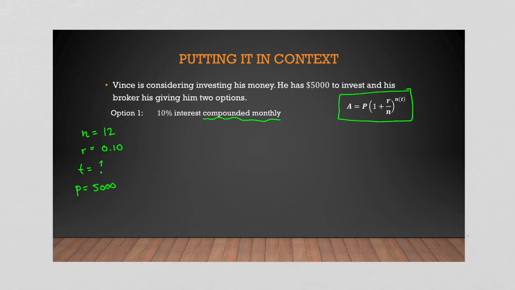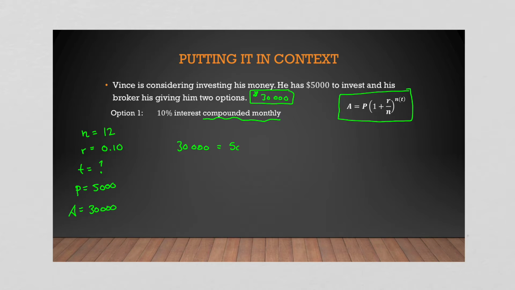And his broker's giving him two different options. In this case, there's some info missing from this slide. He wants $30,000. So his broker, his investor, is going to give him two options. That's what our A value is in this case. It's missing from the slide, but it's in the notes online. So there you go, he wants 30 grand. So this is our equation. 30,000 is our A value.